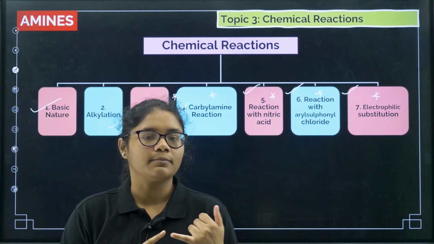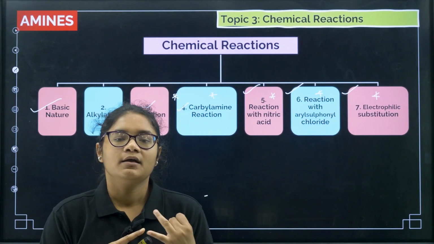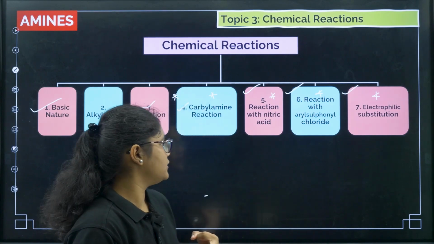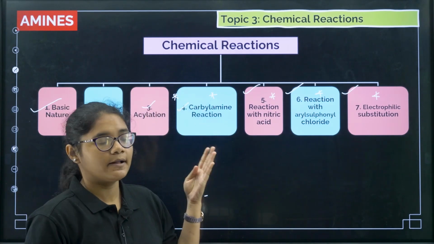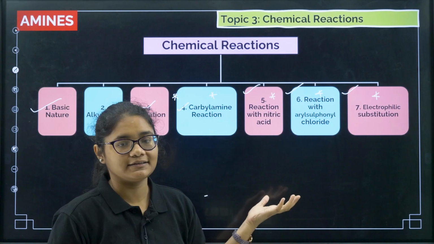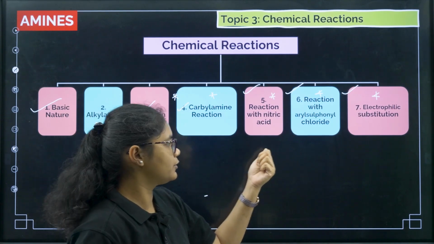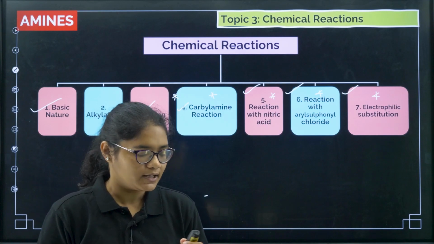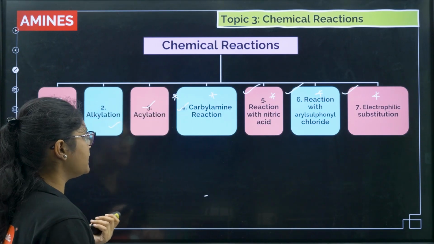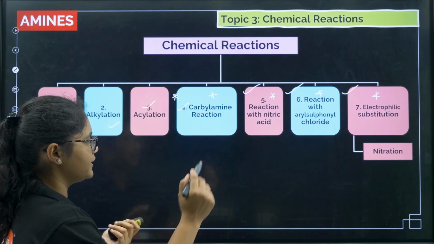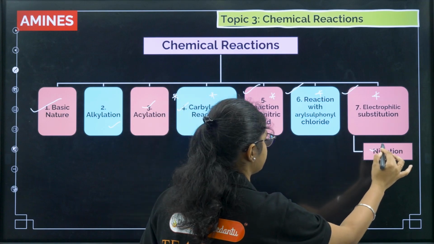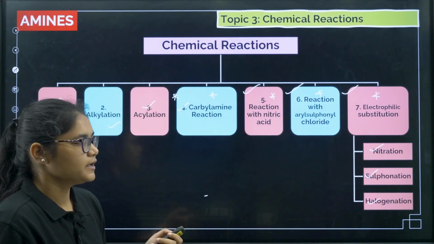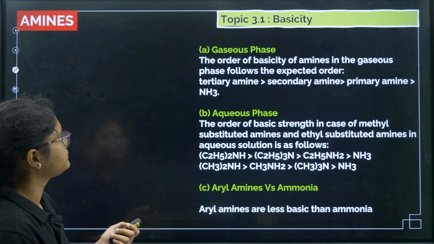So first thing, we'll talk about basic nature. Next, we have alkylation, then acylation, then the carbylamine reaction, then reaction with nitric acid, reaction with benzene sulfonyl chloride, and the last one, electrophilic substitution. Under electrophilic substitution, you have nitration, sulfonation, and halogenation. Okay, so let us start now.